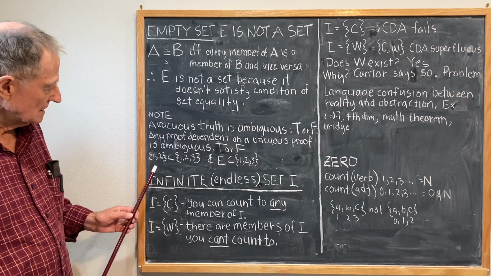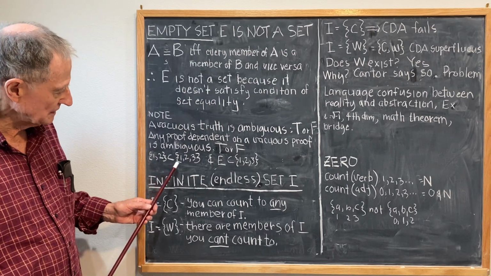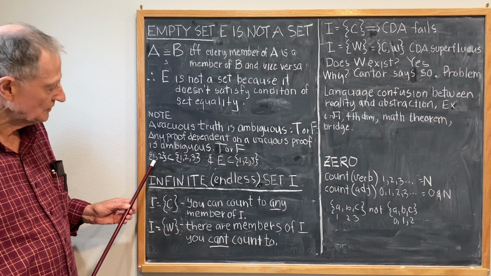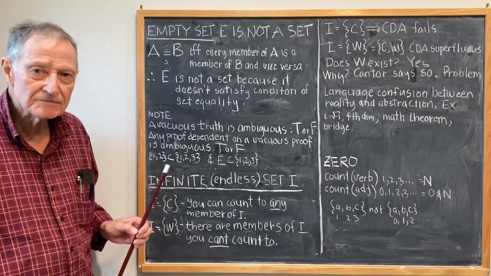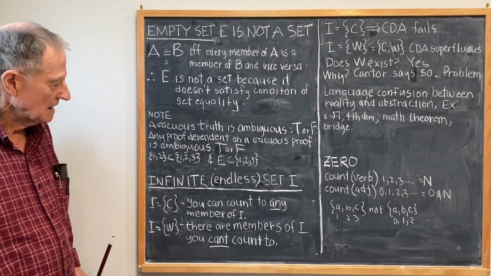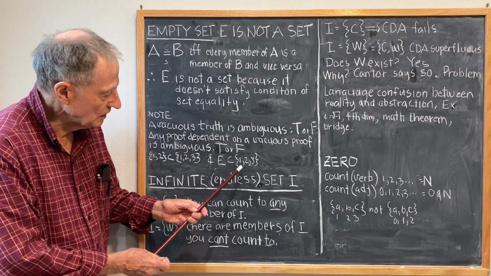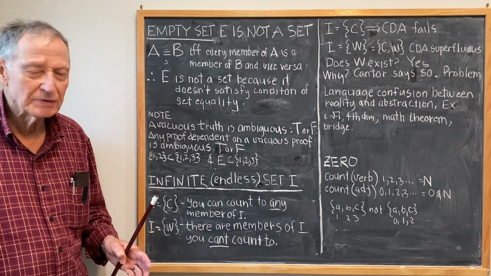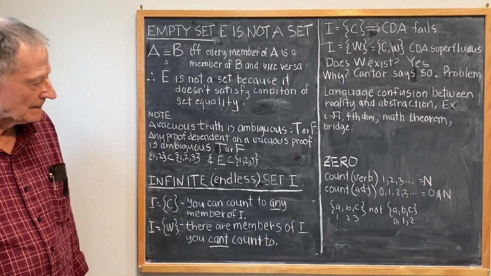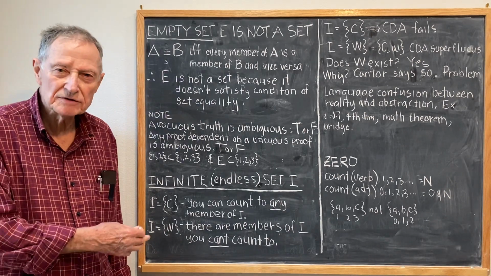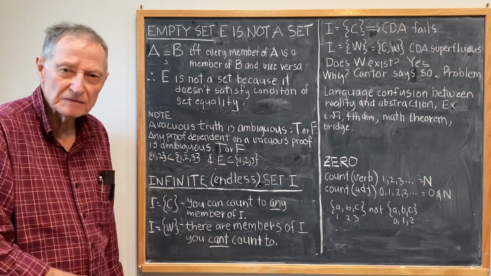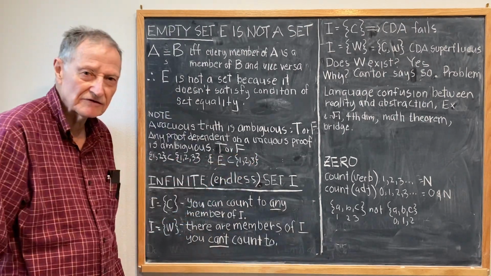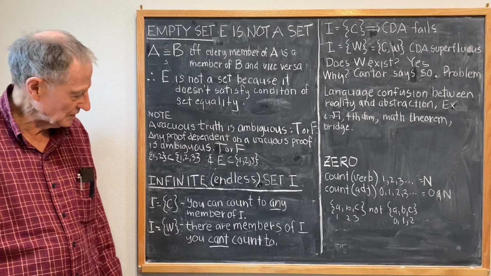For example, if I have {1, 2, 3} is a subset of {1, 2, 3}, that is unambiguous. E is a subset of {1, 2, 3} is ambiguous. It can be either true or false depending on the vacuous proof. Good, that's the way I want to put it.